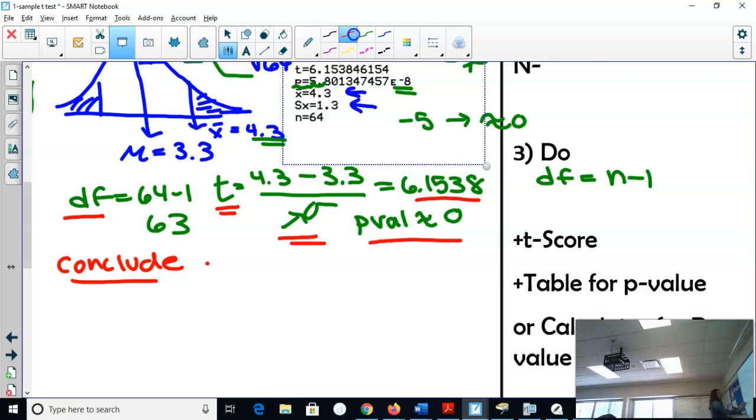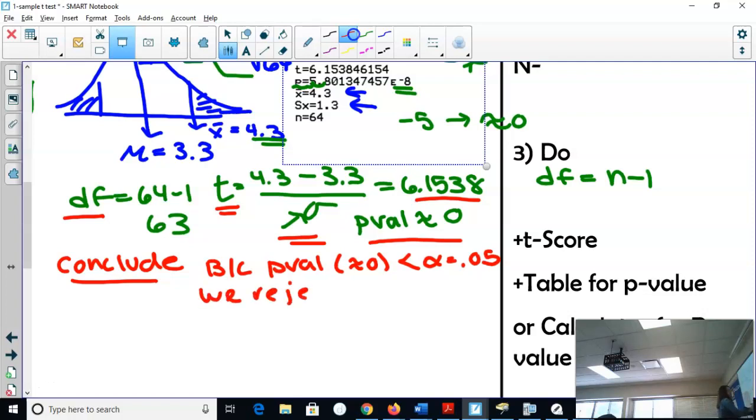Okay, our p-value. In part 1, I reminded you how to do that conclusion. We look at our p-value, we compare it to alpha, and we make a decision about our null hypothesis. Are we going to reject it or fail to reject it? And then are we going to have evidence for HA or no evidence for HA? Okay, so because our p-value, which is approximately 0, is less than our alpha, 0.05, we reject the null hypothesis. We have evidence.